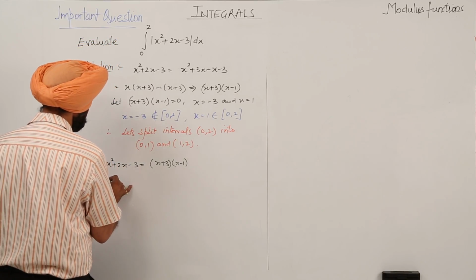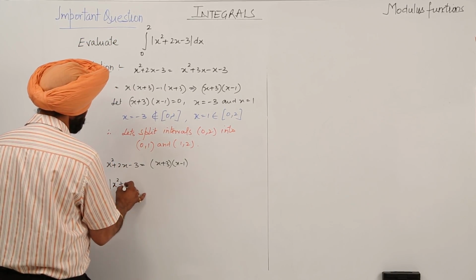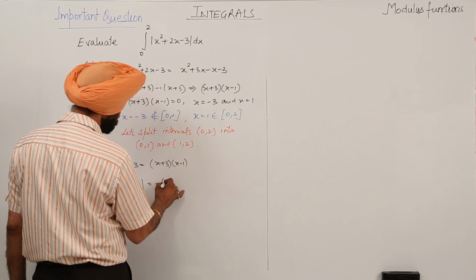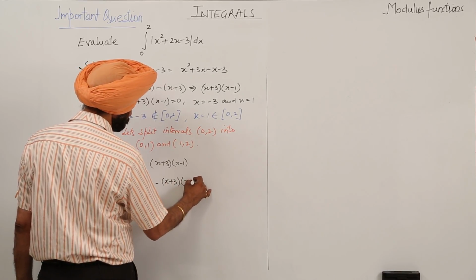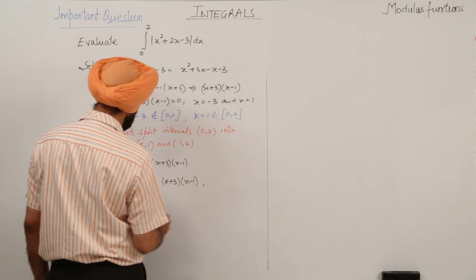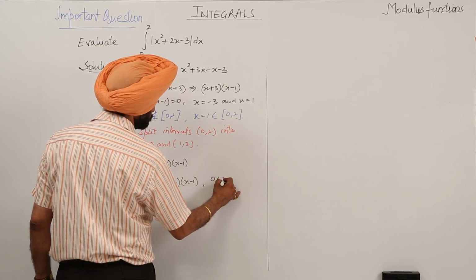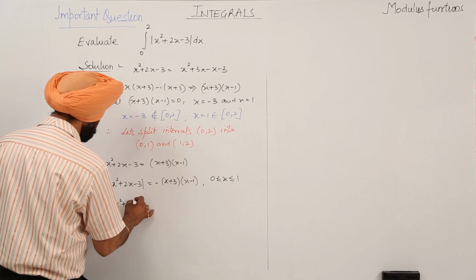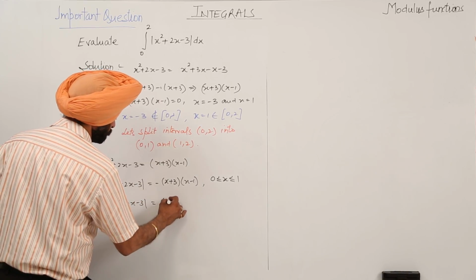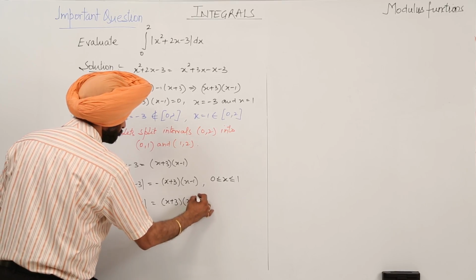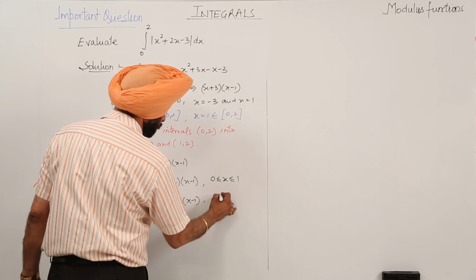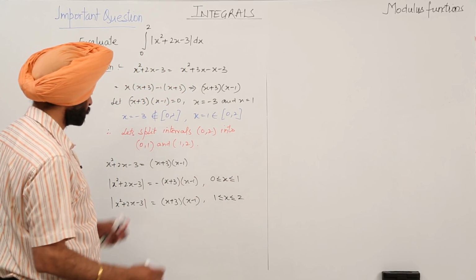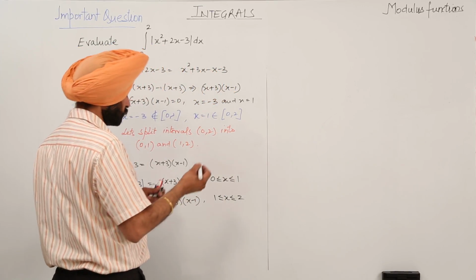Okay, so x square plus 2x minus 3 is equal to minus (x plus 3)(x minus 1) for 0 is less than or equal to x is less than or equal to 1, and x square plus 2x minus 3 is equal to (x plus 3)(x minus 1) for 1 is less than or equal to x is less than or equal to 2. Is it clear?